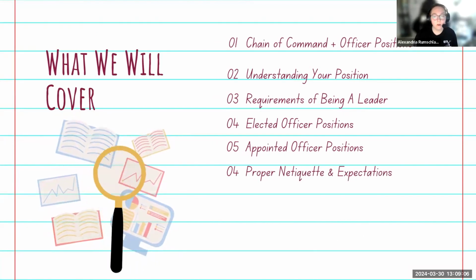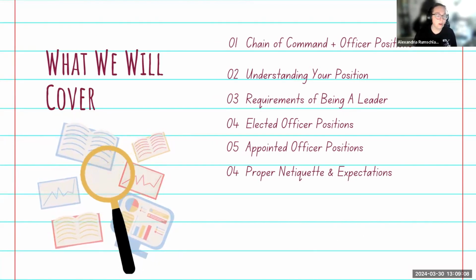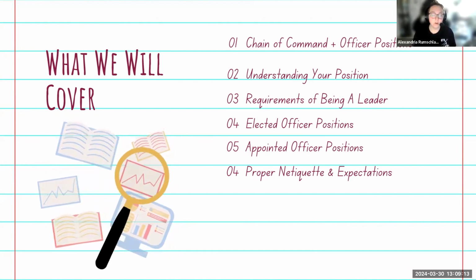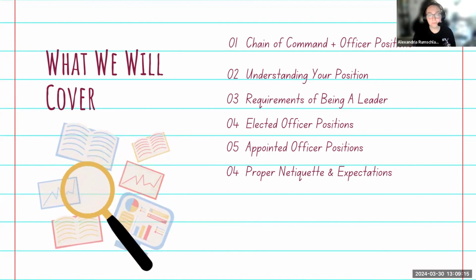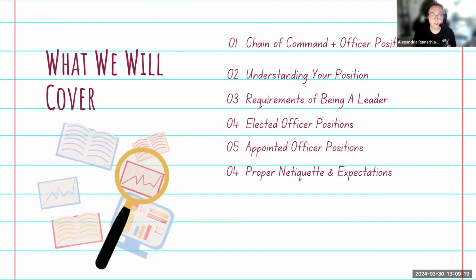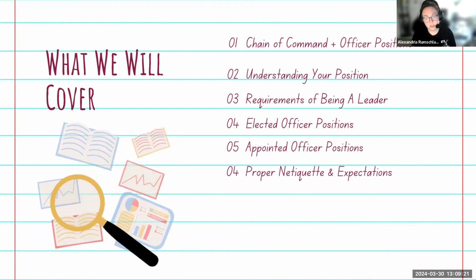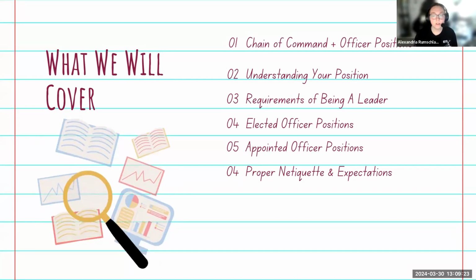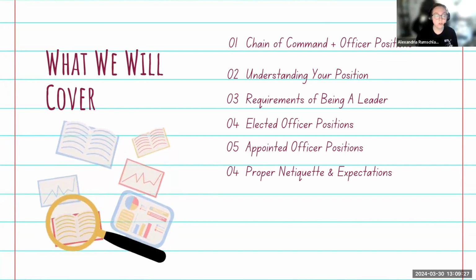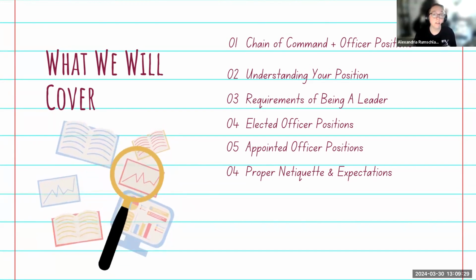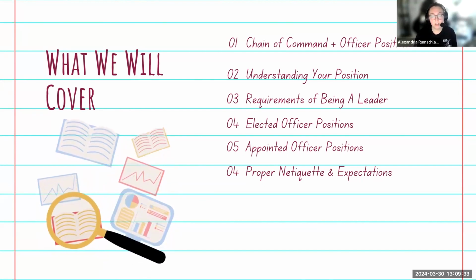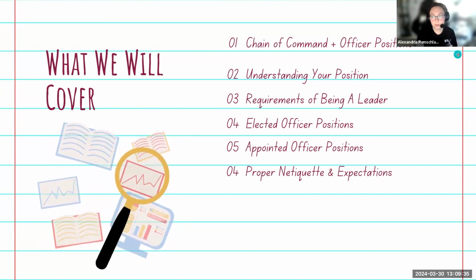So what we'll cover: first is the chain of command and the officer positions. Second is understanding what these positions are. The third is requirements of actually being a leader. The fourth is elected officer positions, such as your VPs and your president. And then five is appointed officer positions. These are positions that your exec team actually selects. And then number six is proper etiquette and expectations for our leadership.